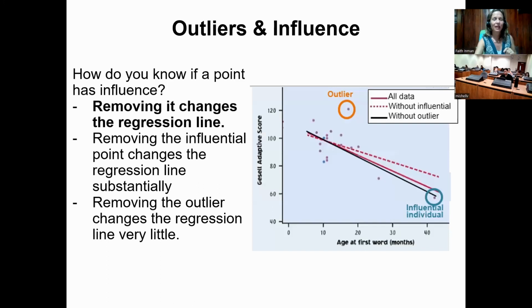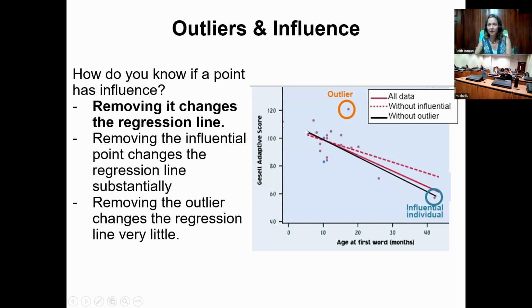Another example of outliers and influence. So how do you know if a point has influence? Well, there are tests we can do for leverage. We'll go over that later. But one very simple way that you can test it is just take it out. Remove that point, rerun the regression and see how much it changes your correlation coefficient. See how much it shifts your line. So here's an example. Here we have this outlier again in orange and this influential observation in blue.